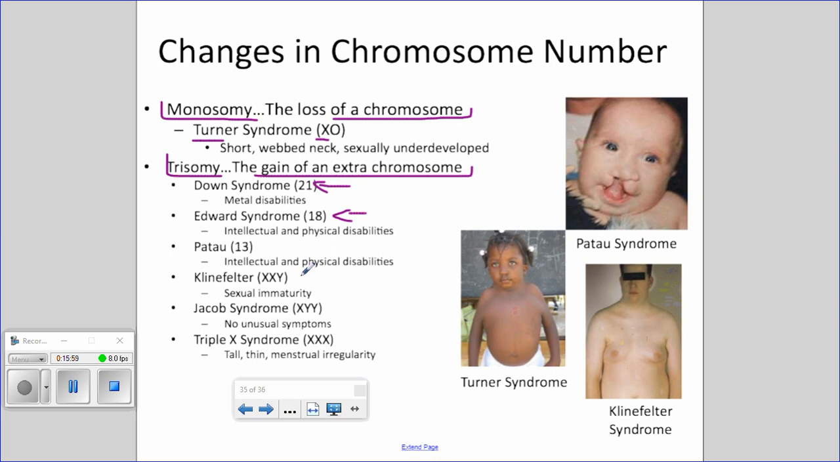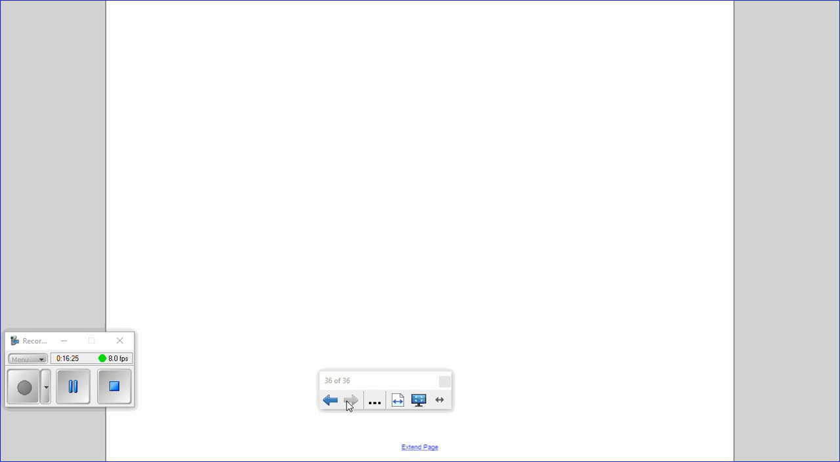And then you can get trisomies for the sex chromosomes as well. So, for example, there's Klinefelter syndrome, where there are 2 X's and 1 Y chromosome. There's Jacob syndrome, where there is an X chromosome and 2 Y chromosomes. There is what's called triple X syndrome, where there are 3 copies of the X chromosome. So this is the end of the video for part 2 of 3.2.